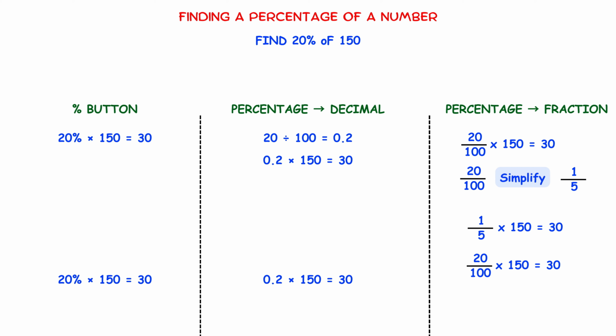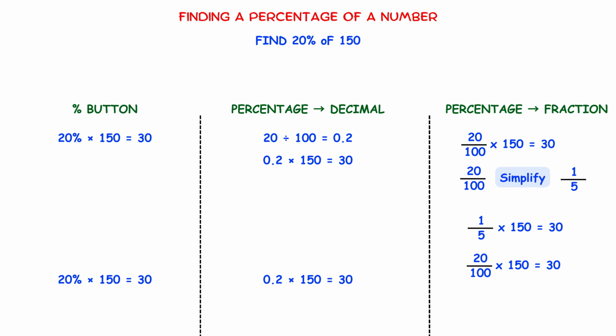To convert a percentage into a decimal, all you do is divide it by 100. So here we'll do 20 divided by 100, which is 0.2. And then to find 20% of 150, we just multiply that 0.2 by 150, which will give us 30 again. Or if you wanted to use the fraction technique, you just take the percentage, so 20, and make it a fraction by putting it over 100. So 20 is 20 over 100, and then we can multiply that by 150 to get 30.